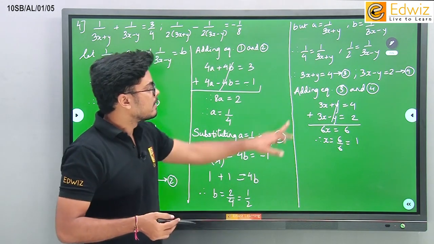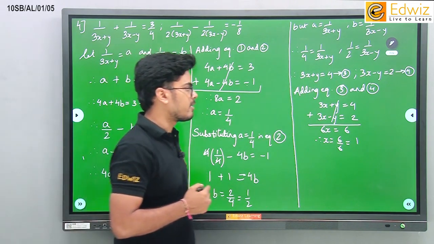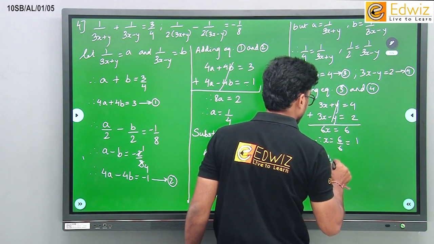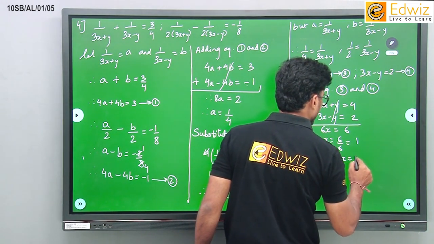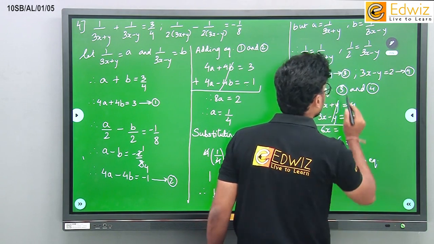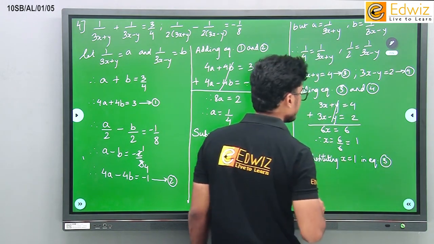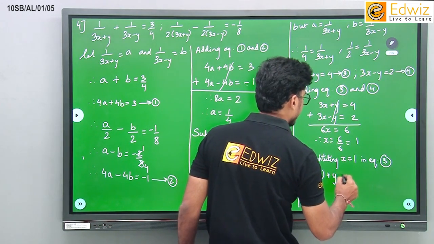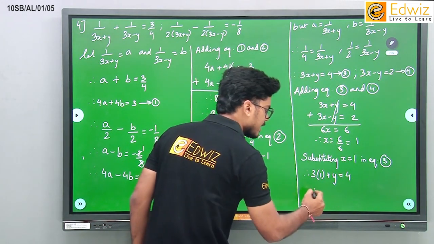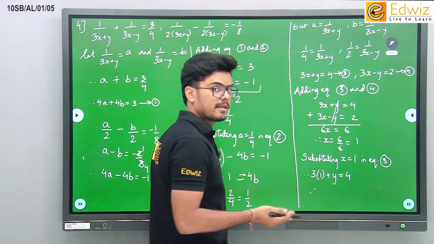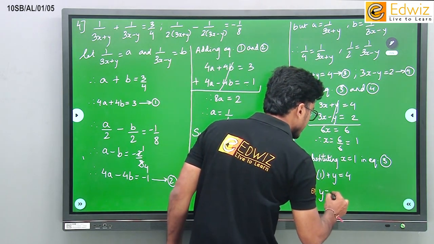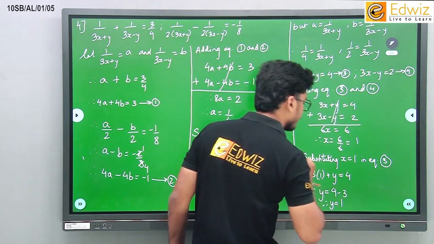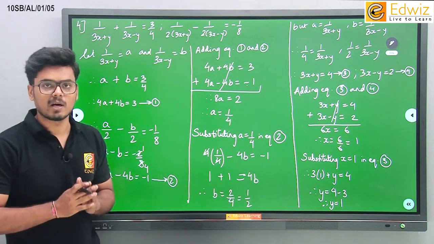Substitute this in any one of these two equations. You will get y also. Substituting x equal to 1 in equation number 3. Okay. So 3x means 3 into 1 plus y equal to 4. So what do we have to do for y? Just send this 3 into 1, which is 3 only. On the other side, y will be 4 minus 3. That is, y will be just 1. So the values of x and y both came out as 1.